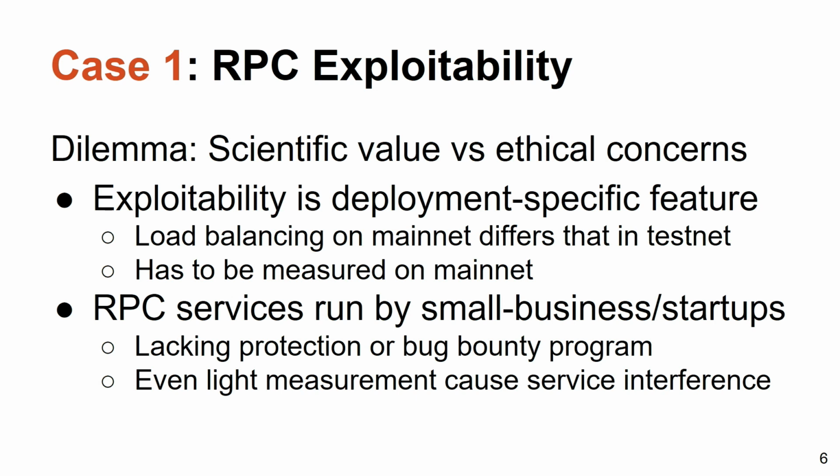Exploitability is a deployment-specific feature. So those companies set some defensive methods. One is load balancing. Load balancing forces the users to change the node after a period of time or when the workload is too high. Also, some services distribute users to several nodes based on the IP address. So the attacker needs to discover these defense measures, then find these flaws.